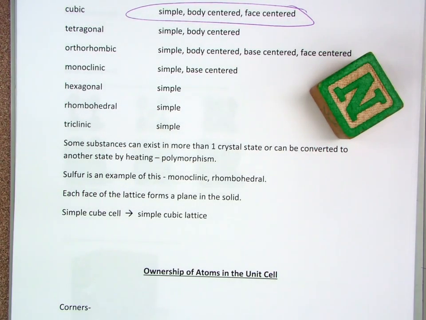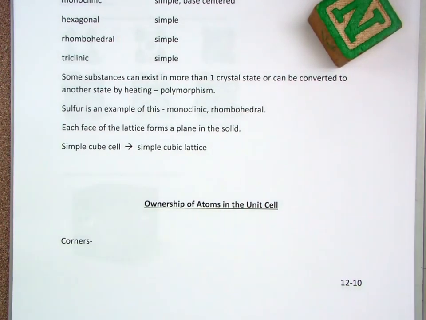When we look at things that make crystal lattices, some of them can be in more than one crystal state, like phosphorus. There's red phosphorus and yellow phosphorus. Those are different crystal lattice forms. Sulfur also does this. It can be monoclinic or rhombohedral, and we're not going to worry about those names, but I've got them there if you want to go look them up. If you have a simple cubic cell, you have a simple cubic lattice. So we're going to focus on this simple, body-centered, face-centered business.